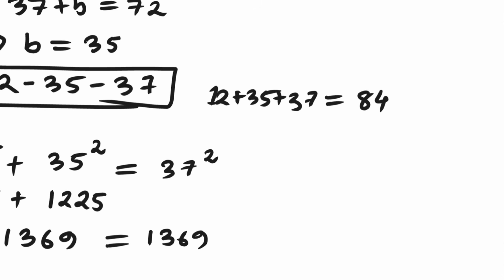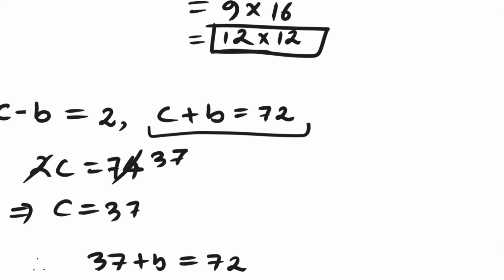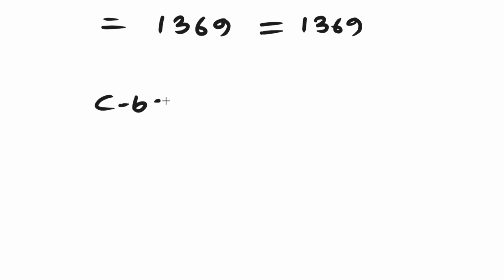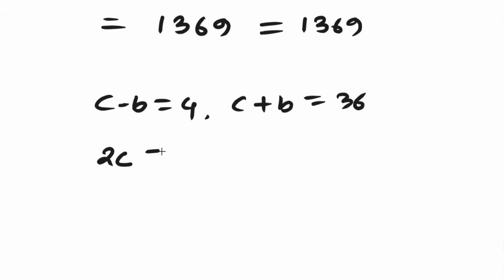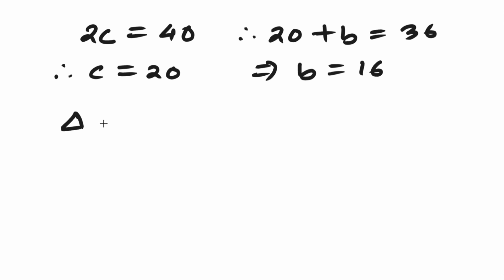Now let's move to the second factor pair. Suppose c minus b equals 4 and c plus b equals 36. Adding these equations gives 2c equals 40. Therefore, c equals 20. Substituting into c plus b equals 36 gives 20 plus b equals 36. Therefore, b equals 16. So another triangle is 12, 16, 20.